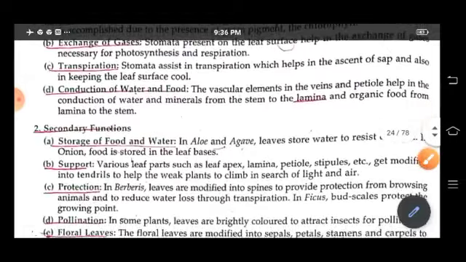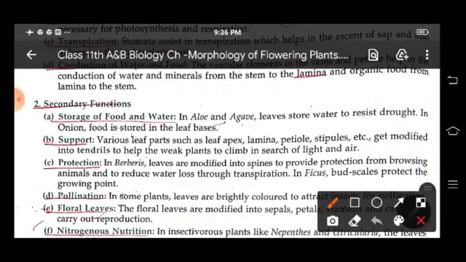The secondary functions include modifications of different leaves, like storage of food and water. They also support, like various leaf parts such as leaf apex, lamina, petiole, stipules. Sometimes they get modified into tendrils to help the weak plants to climb in search of light and air. It also does the process of protection, like in the form of spines, which provide protection from the browsing animals and reduce the water loss through transpiration.